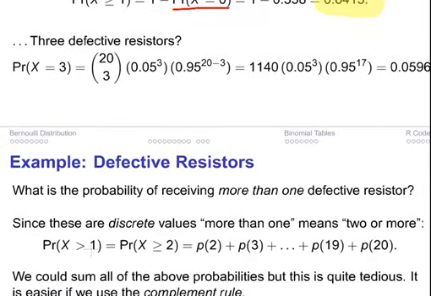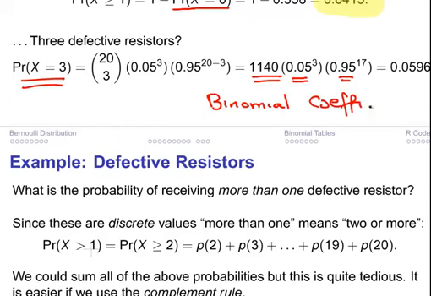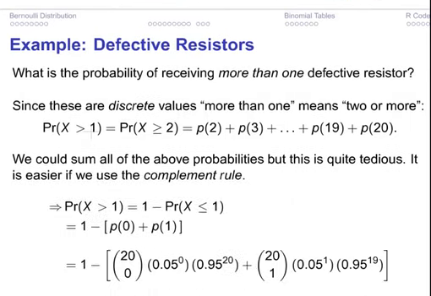So I'll just continue on here. Three defective resistors, probability of x equal to 3. 20 choose 3 is 1140, times 0.05 to the power of 3 and 0.95 to the power of 17. A bit of calculator work. If you're not familiar with binomial coefficients or the choose operator, a bit of revision on that first. The probability of exactly 3 defective resistors is 0.0596.